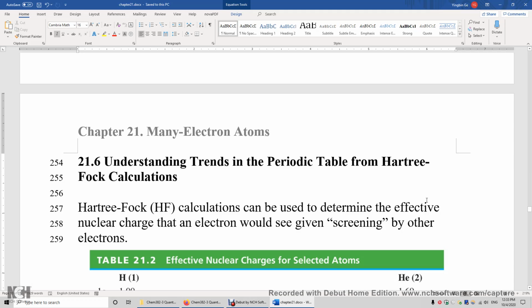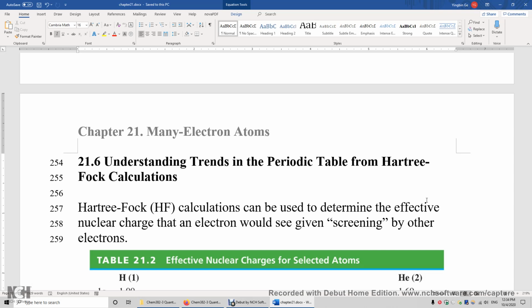Section 21.6: Understanding Trends in the Periodic Table from Hartree-Fock Calculations. If you look at the periodic table, there's a trend from bottom left to top right. Francium has the lowest ionization energy, the lowest electron affinity, and the lowest electronegativity. Fluorine has the highest ionization energy, the highest electronegativity, and the second highest electron affinity.